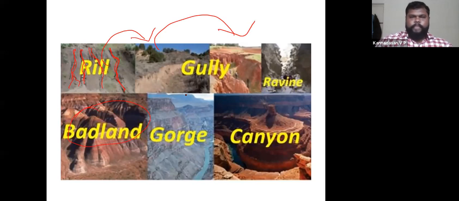Then we have seen about gorge and canyons, right? Canyons, this is where we saw a terrace formation. For example, the Grand Canyon. And the gorge is also a structure that is created by water erosion. So these are the features that are created in an arid landform with water erosion.